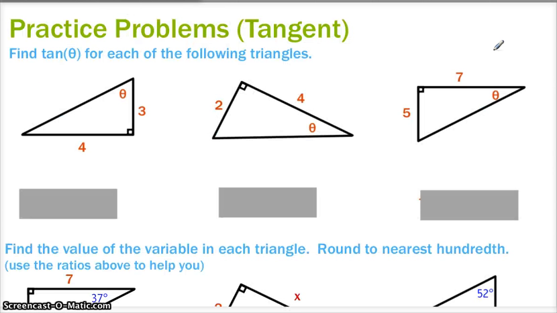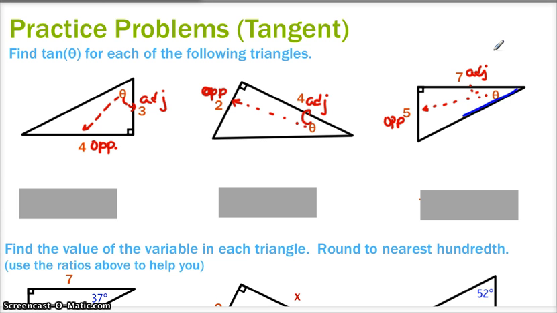Let's see how we set them up. It says find tangent theta for each of the following triangles. First thing I would do is label. The 4 is the opposite. The 3 is the adjacent. The 2 is all the way across the figure here. It's the opposite. The 4 is adjacent. For the third one, 5 is the opposite. 7 is the adjacent.